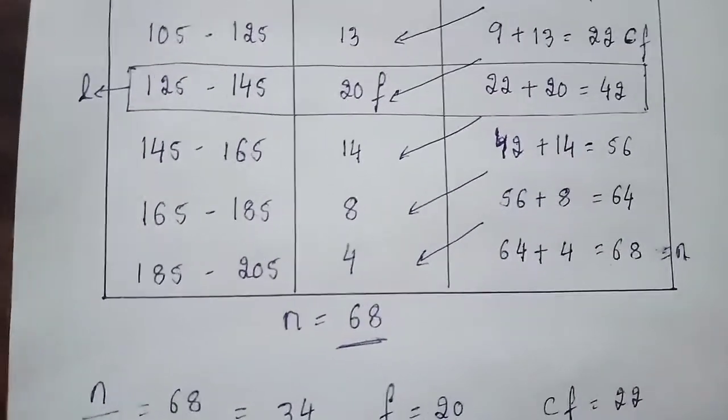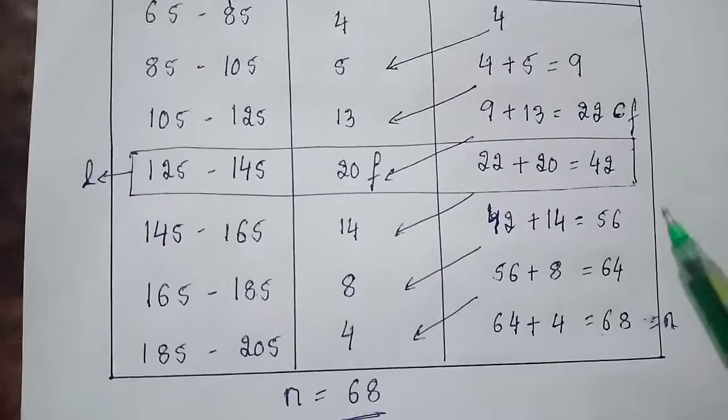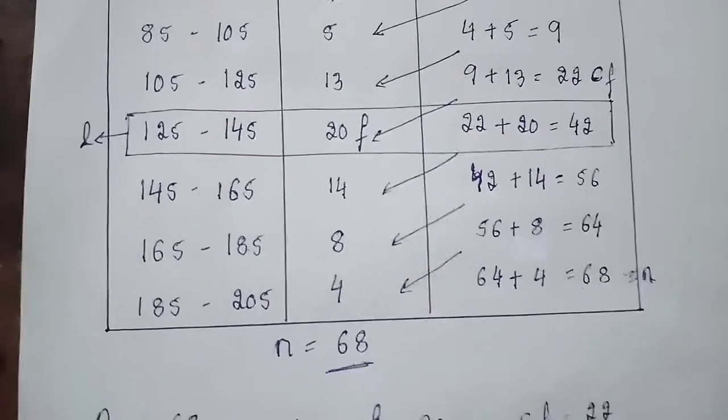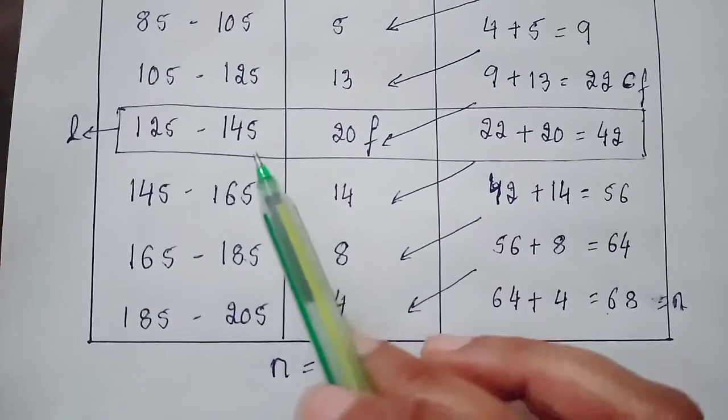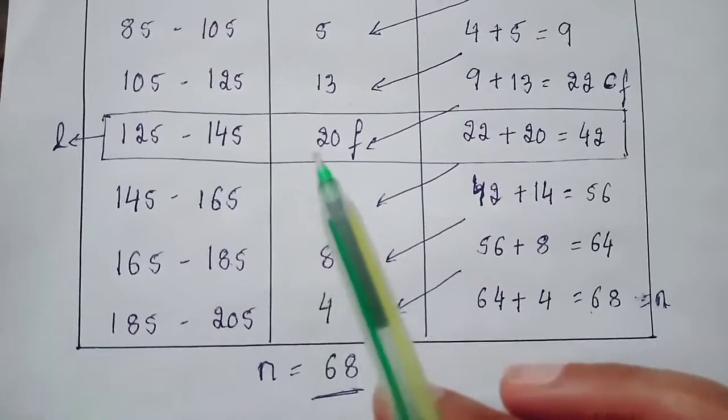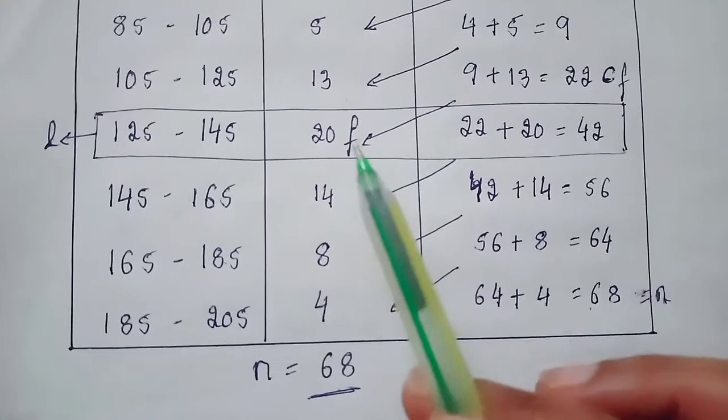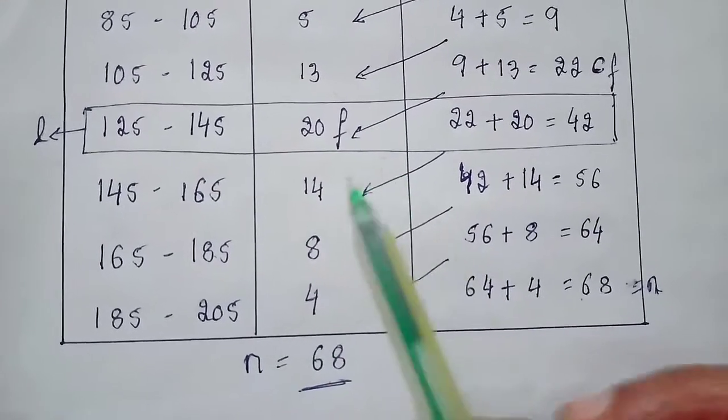Now let us proceed to find the median class. Which is the median class? I already told you the definition of the median class: the class interval whose cumulative frequency value is nearest to n by 2.